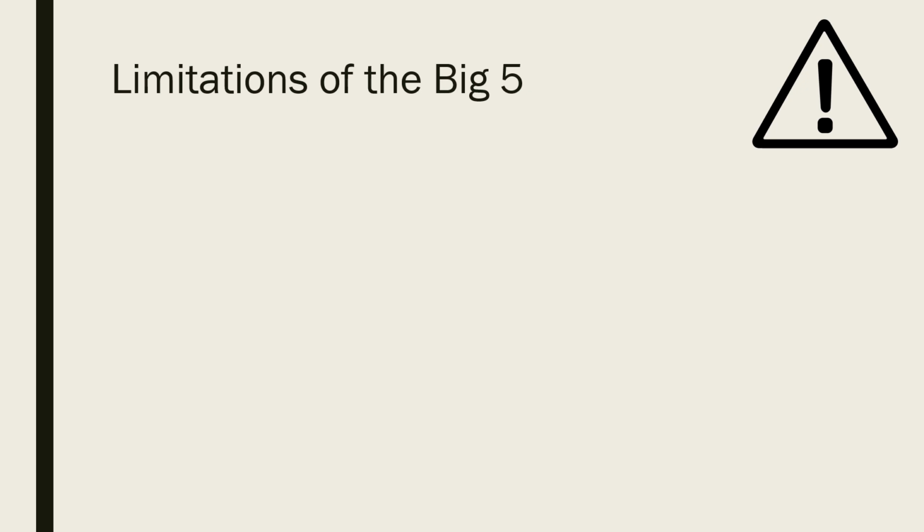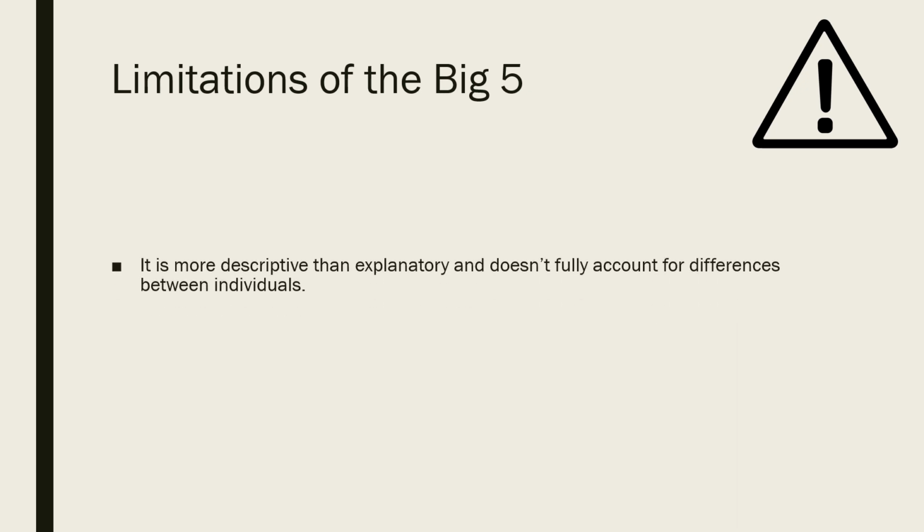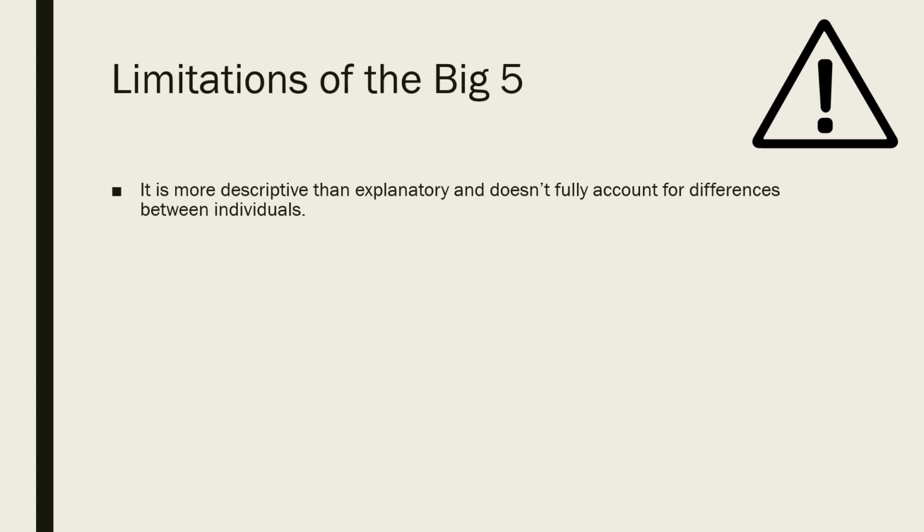Like all other personality theories, the five-factor model has limitations. Firstly, it was developed to organise personality traits rather than as a comprehensive theory, and thus it is more descriptive than explanatory and is unable to account for differences between individuals. This also means that it doesn't provide a causal reason for human behaviour.